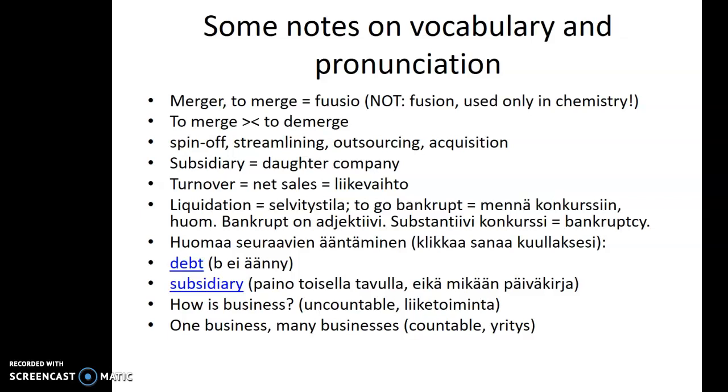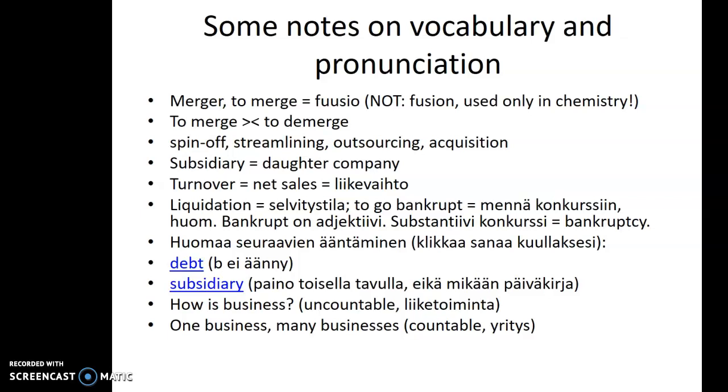Then we have spin-off. You know about TV series what spin-off means. It means the same in companies. We have streamlining, when the company gets rid of other than the core business. And we have outsourcing, which is linked to this streamlining. So when we buy such services to the company that the company doesn't produce itself. So outsourcing is ulkoistaminen. When one company buys another company, we call it acquisition.